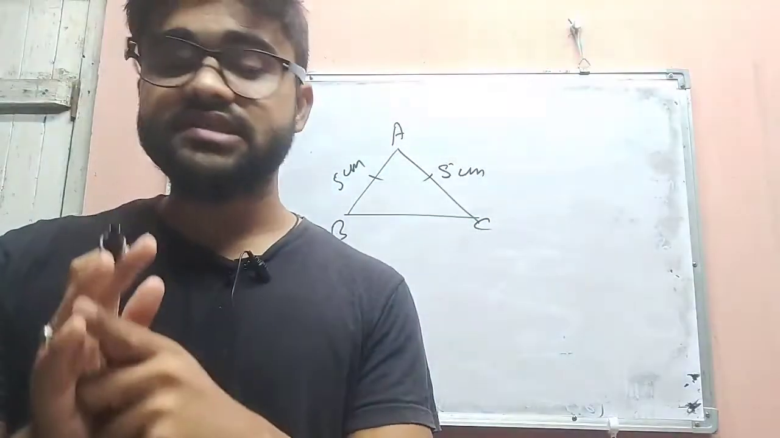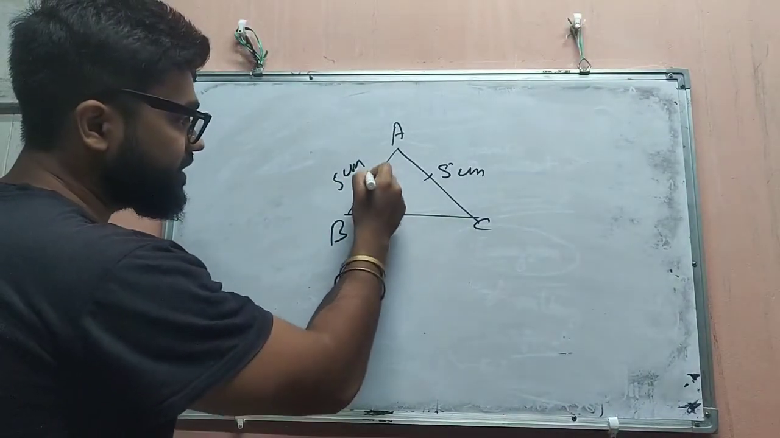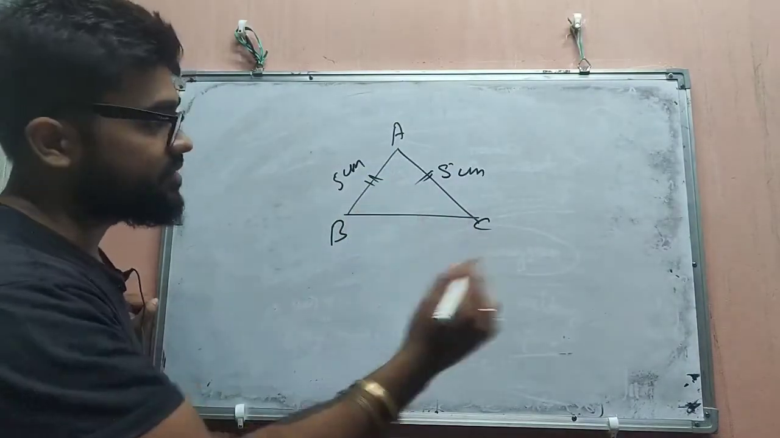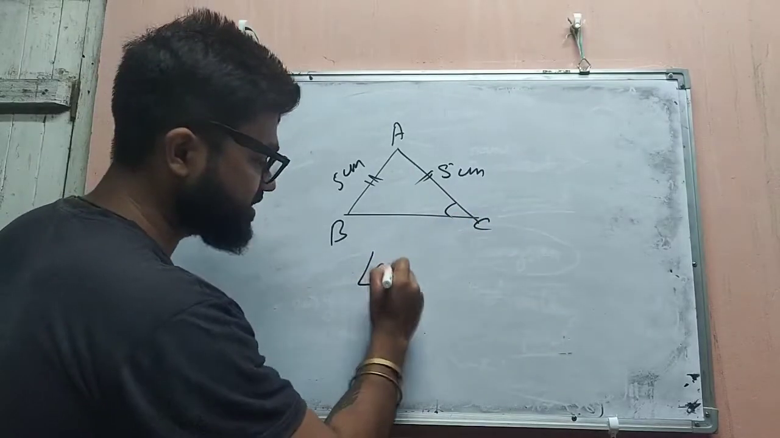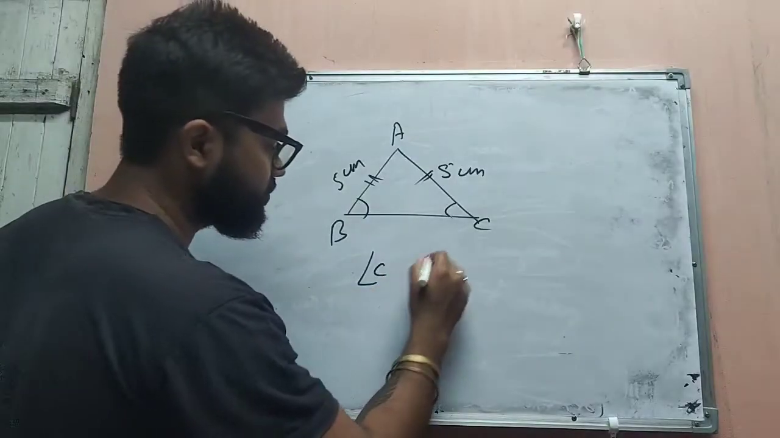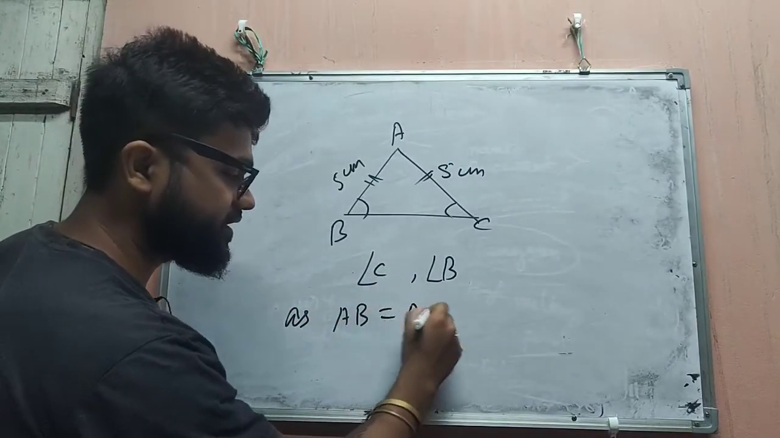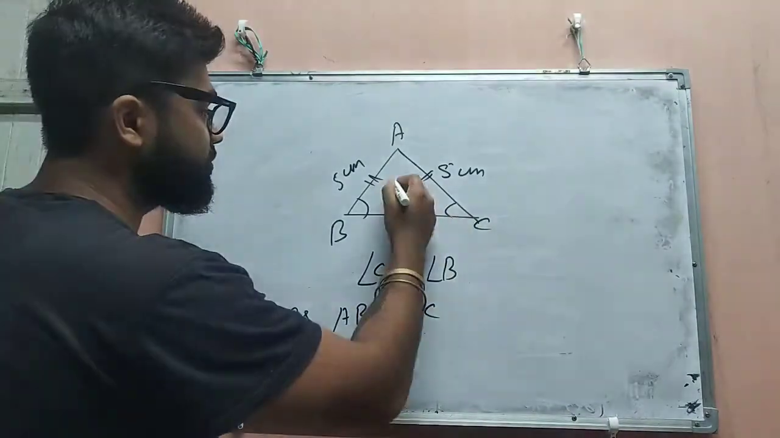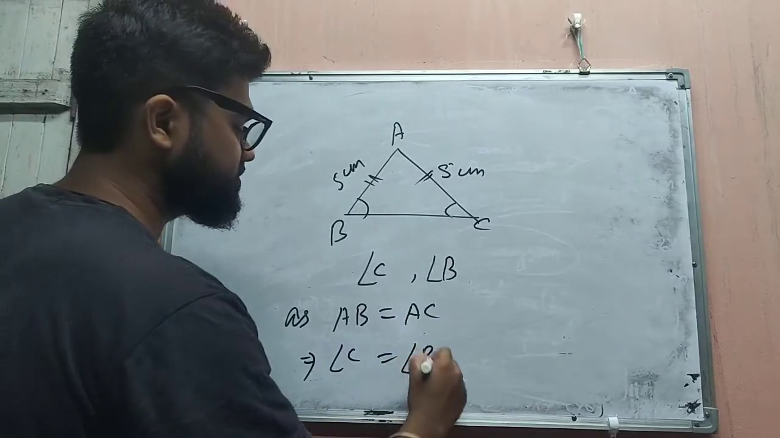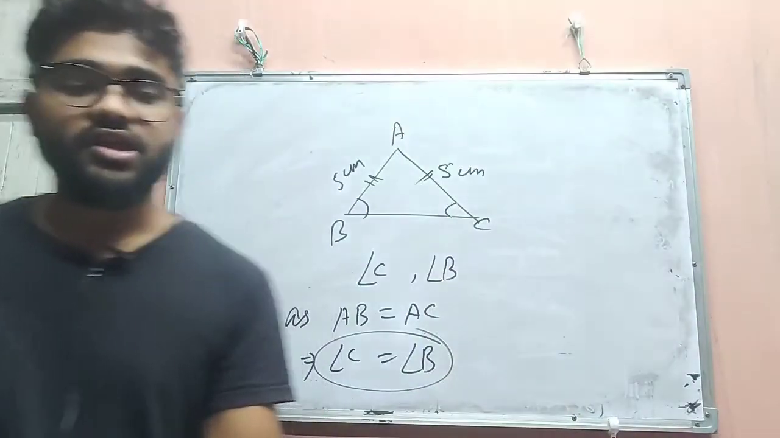Angles opposite to the equal sides of an isosceles triangle are always equal. Clearly AB and AC are the equal sides. What is the opposite angle of AB? This is angle C. And what is the opposite angle of AC? This is angle B. As AB equals AC, their opposite angles, angle C and angle B, are equal, because they are the angles opposite to equal sides.